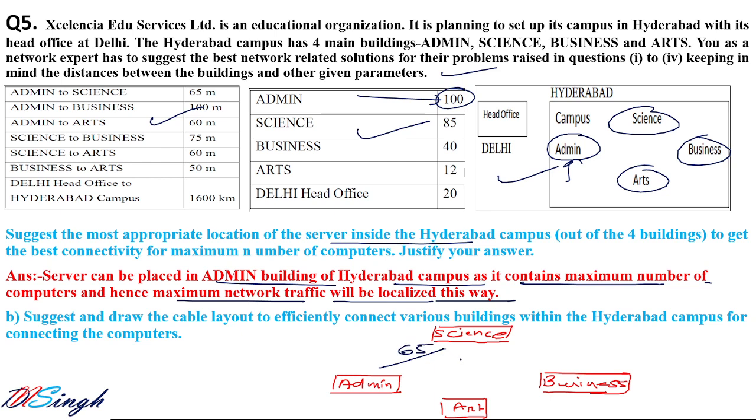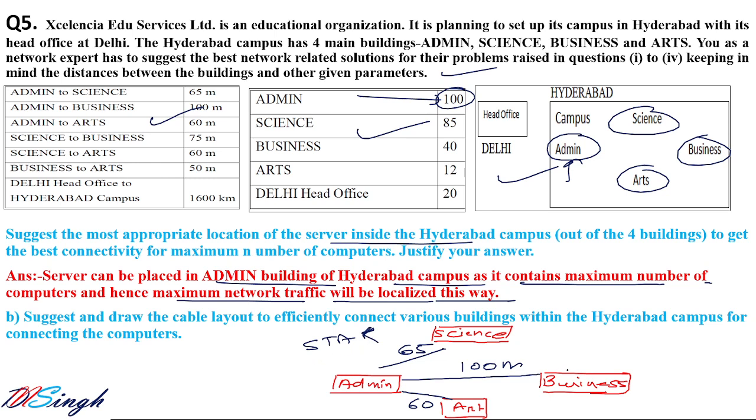From admin to arts, how much is it? 60. So admin to arts, we have taken 60, and we have one more, 50 meters, that is business to arts. So we can take this link, business to arts, or we can take admin to business. What is that admin to business? Like 100 meters. If we take this length, then it is going to be a star topology.